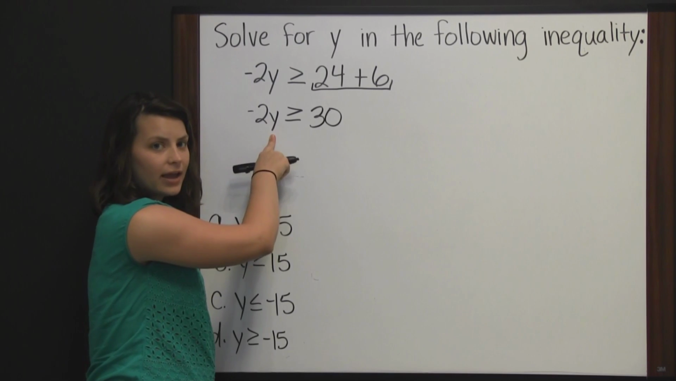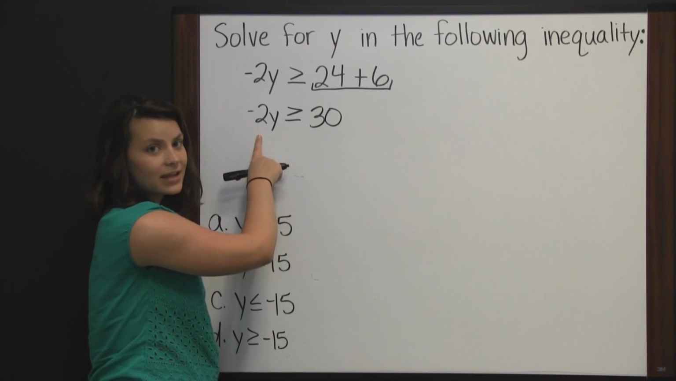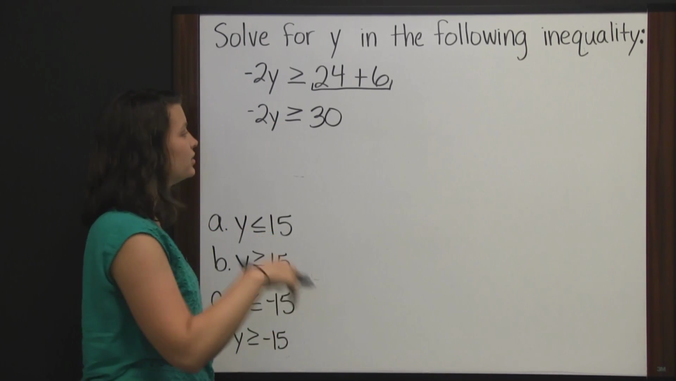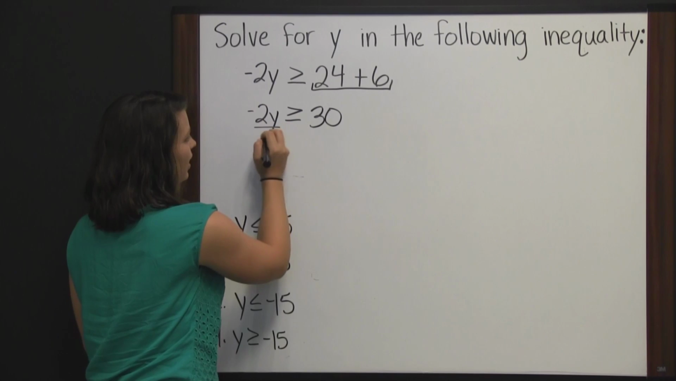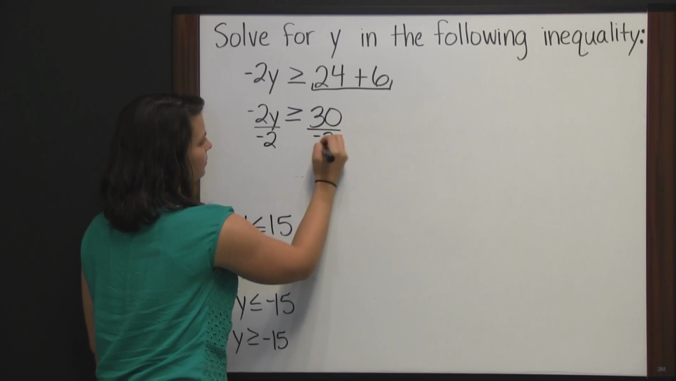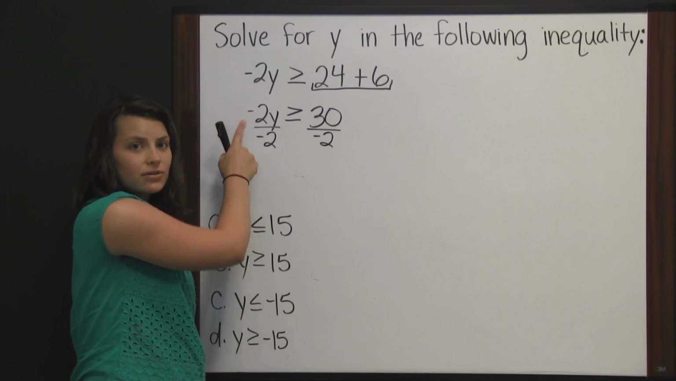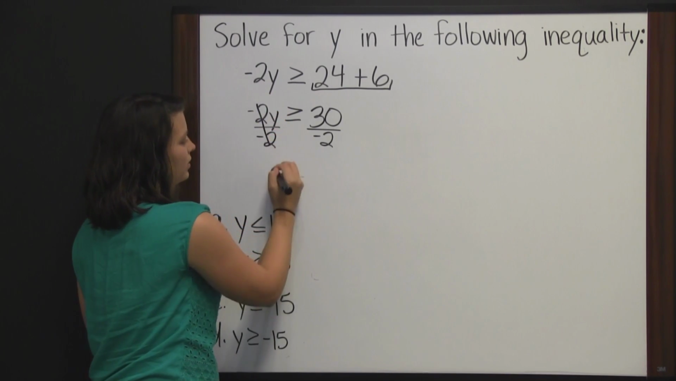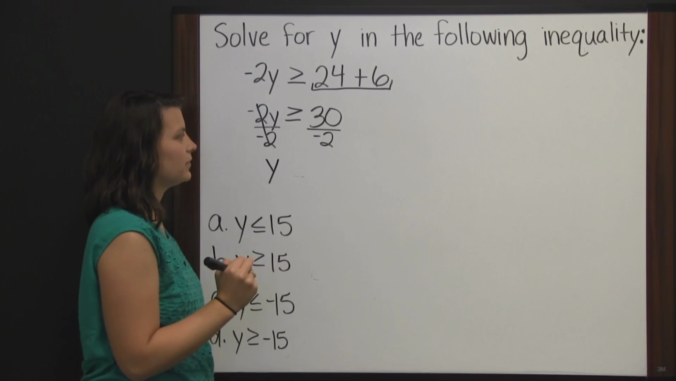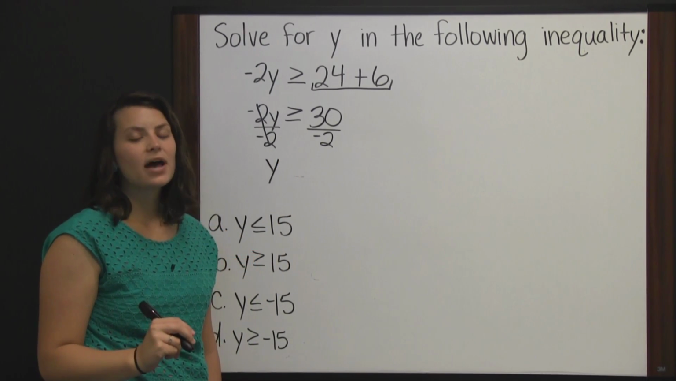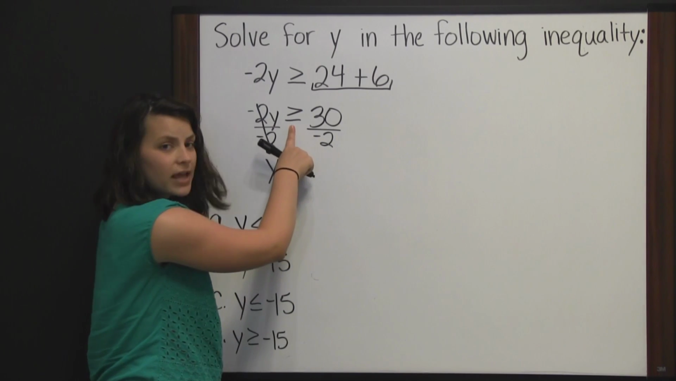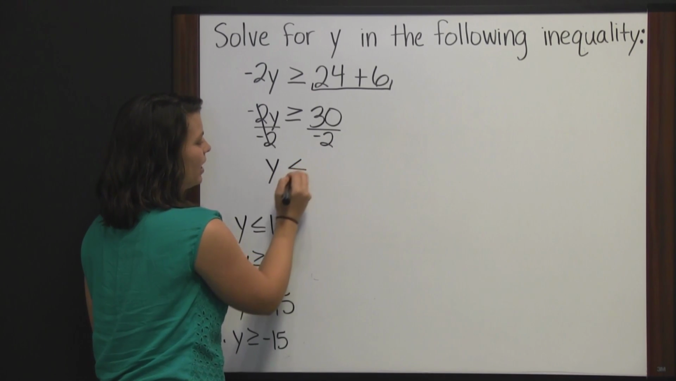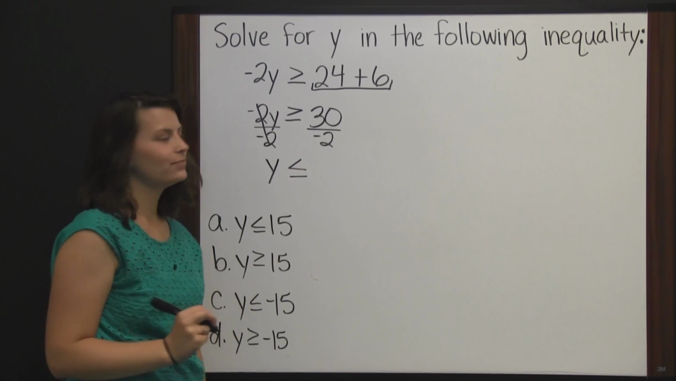To solve for y, we need to divide by a -2. Since we have -2 times y, to undo that and get y alone, we divide both sides by -2. -2 divided by -2 is 1, and 1 times y leaves us with just y. Now, since we divided both sides by a negative, we have to flip our inequality sign. It was greater than or equal to, so now it's less than or equal to.